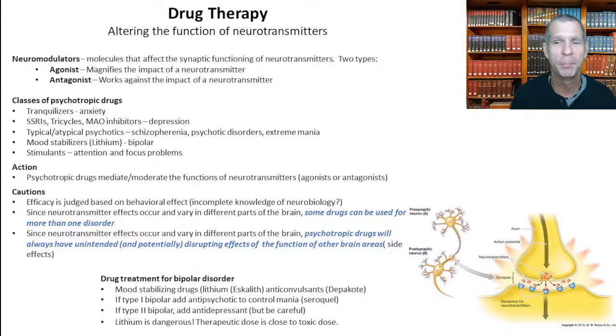Okay. On the other hand, we sometimes give people drugs that work against the impact of a neurotransmitter. Now, dopamine is responsible for helping coordinate smooth motor movements. And if you don't have enough of that, you may have Parkinson's disease. But we also believe that too much dopamine is associated with the hallucinations and delusions that are a part of schizophrenia. So, what we do is we give people drugs that work against the neurotransmitter dopamine in order to cure them of their hallucinations and delusions.